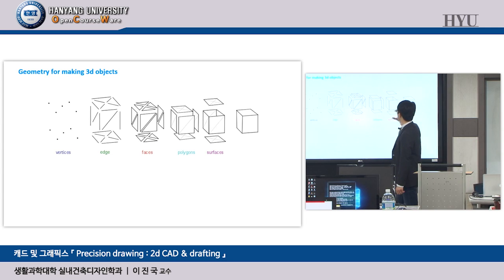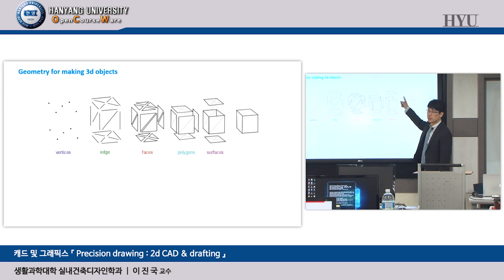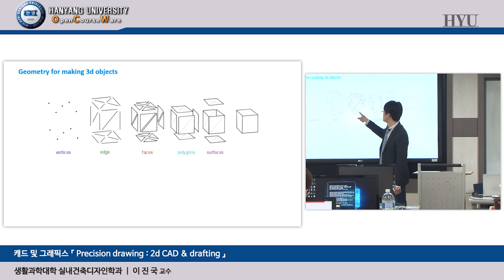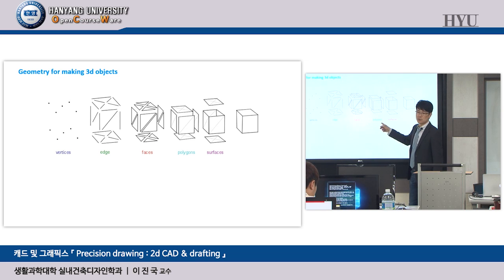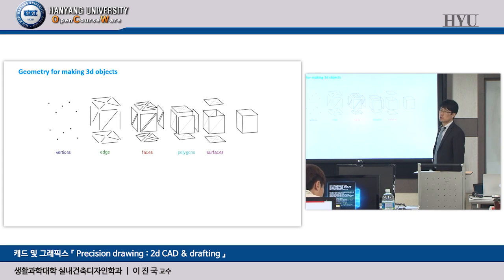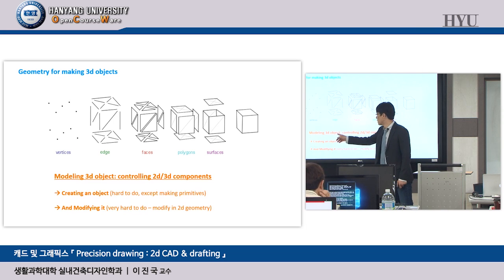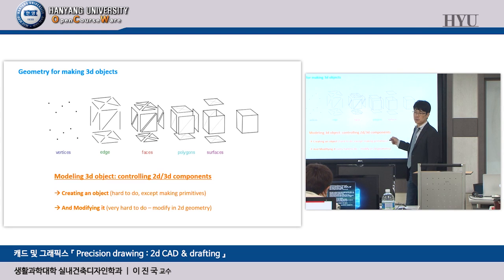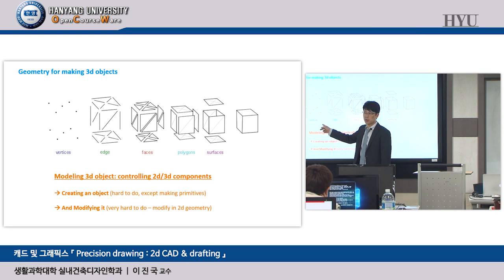Take a look. For building a box shape in 3D, how many sub-geometric components do we have? In terms of topology, we have vertices, their connections, edges, and their groups. At least 3 edges are going to create one single face. A face is going to be polygons and surfaces. At the end, one single 3D cubic shape. So modeling a 3D object, simply said, is controlling 2D or 3D subcomponents in terms of geometry or topology, okay?